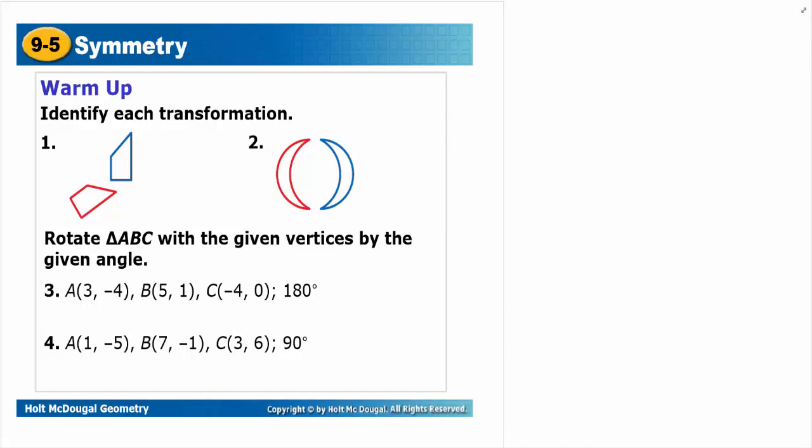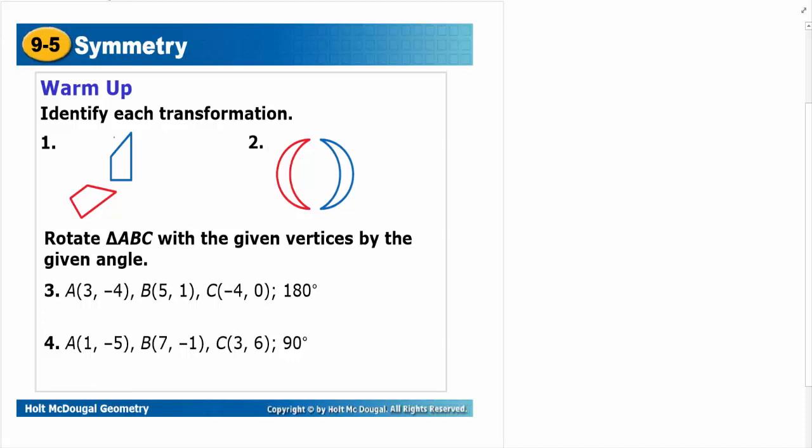Alright guys, we're going to go ahead and start on the warm-up here for 9.5. So starting with number 1, again, if you've already worked through this, we can just go with the video. If you haven't, you can pause it before I actually start going through all these. But anyway, here we go. Number 1, we're looking at just identifying each transformation.